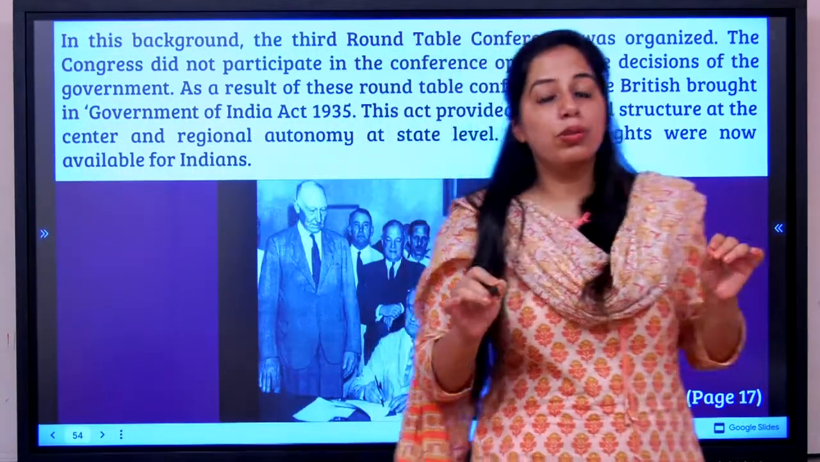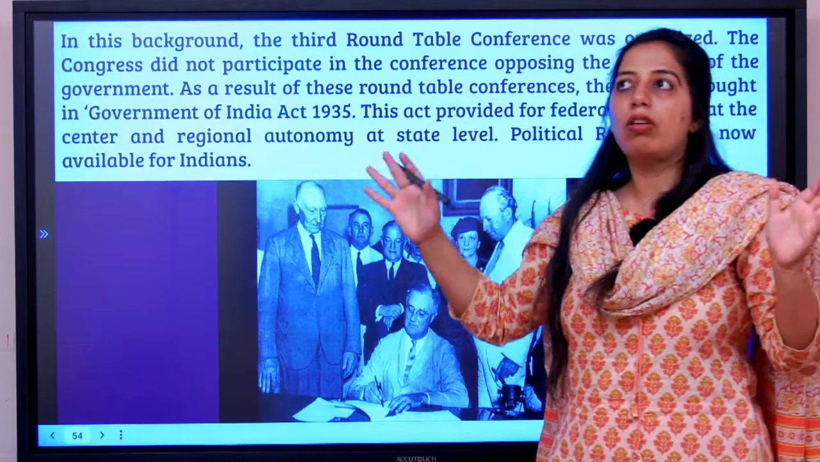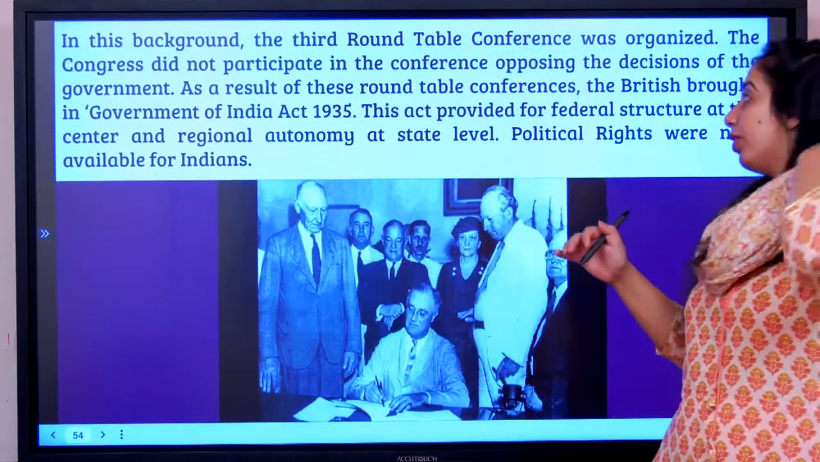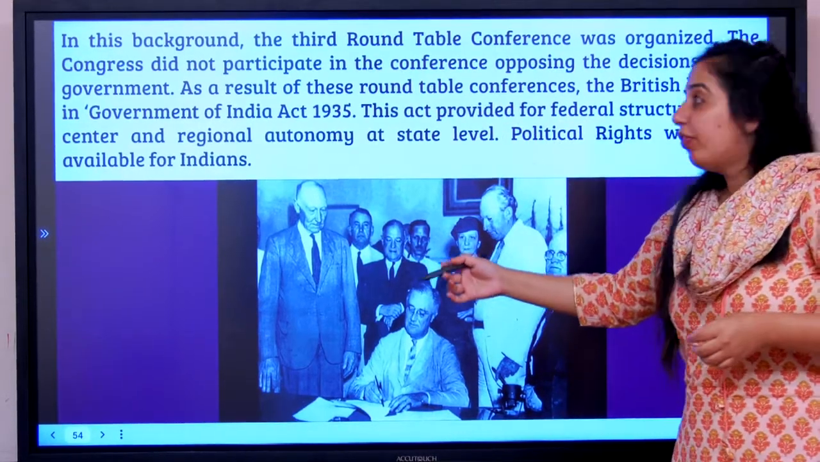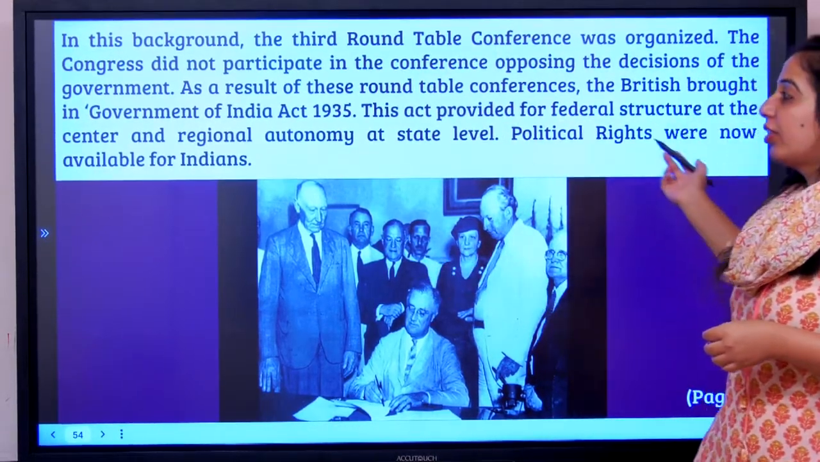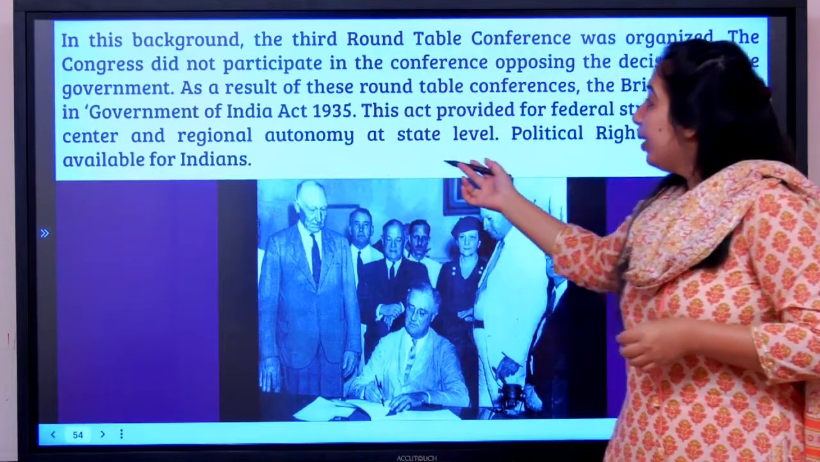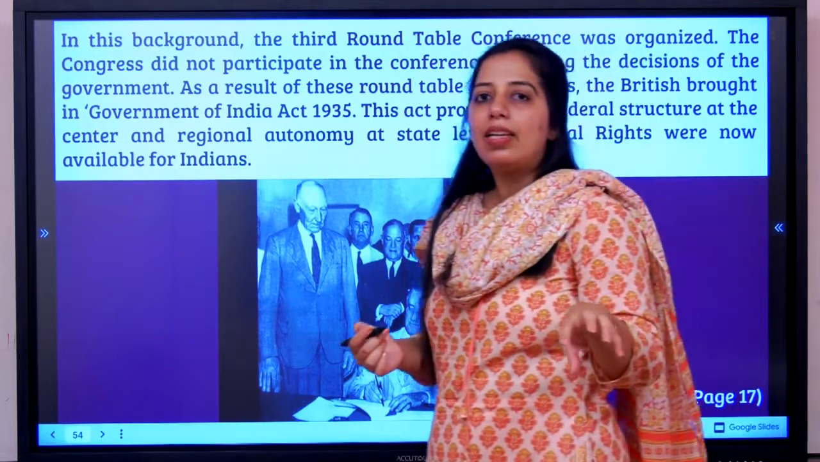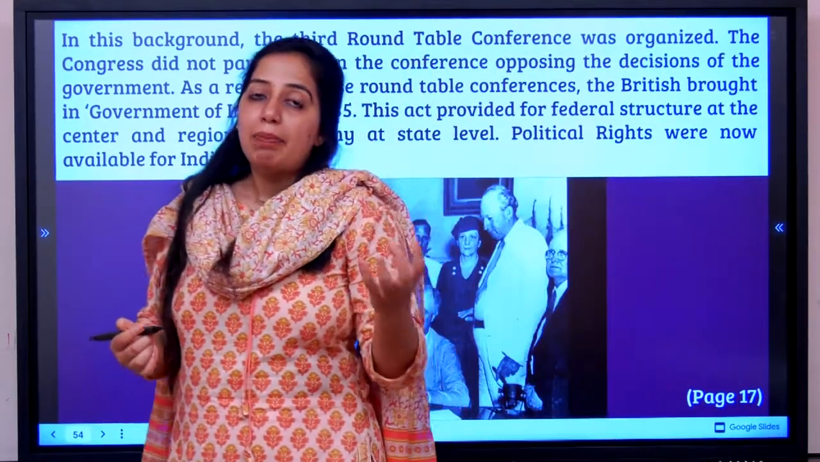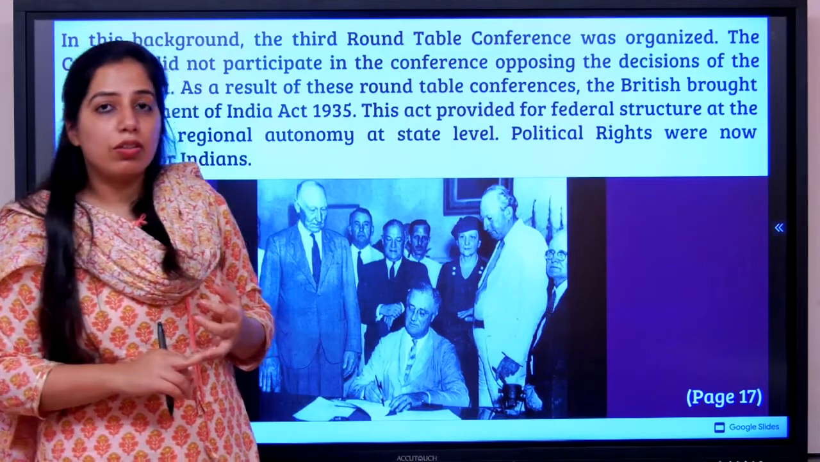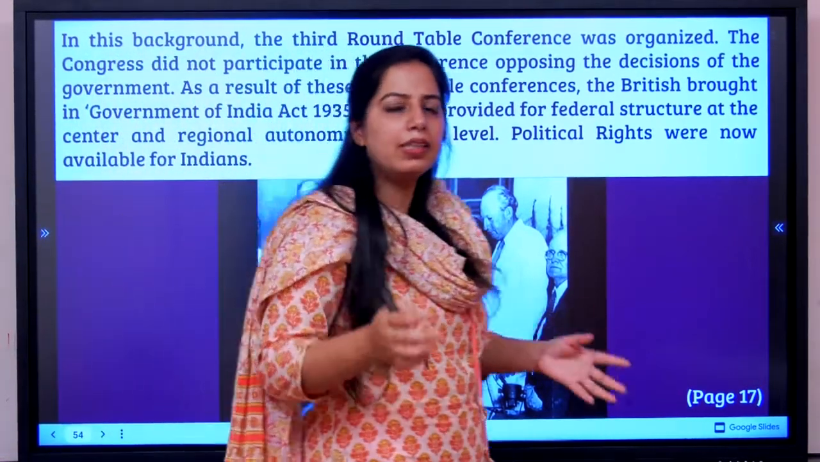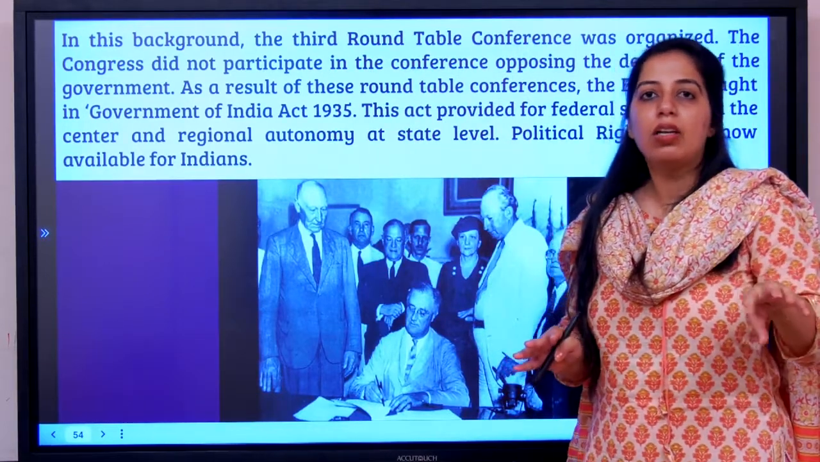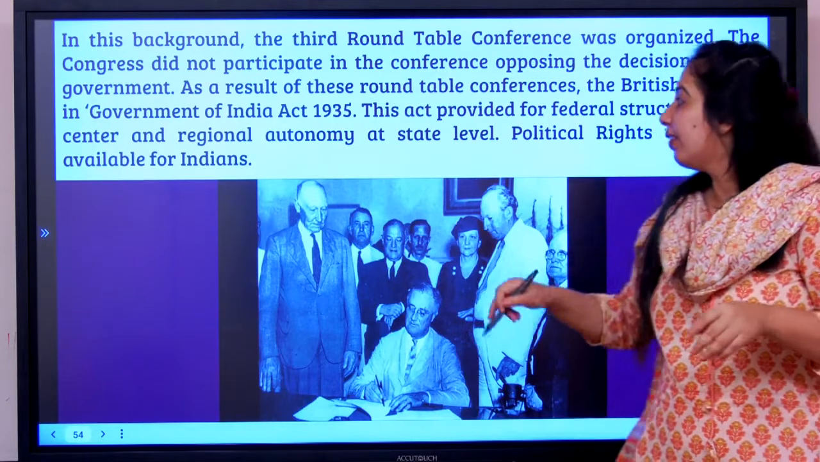1935. Students, while you learn history, you all should know the chronology of events. What happened first, what happened second, what happened third. It's extremely important. What did this act provide for? It provided for a federal structure at the center and regional autonomy at state level. What is the meaning of regional autonomy? So at the state level, let's say they have put the departments of agriculture, water resources, law and order under the state government. They gave them complete independence. They would not interfere in their lawmaking process at the state level.